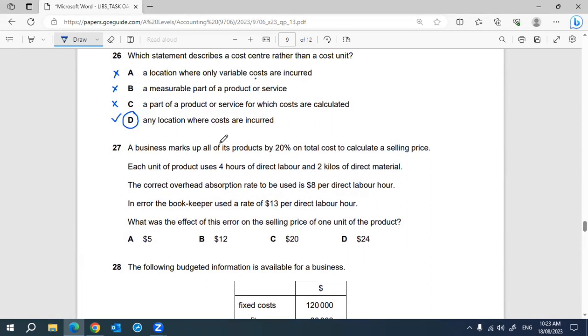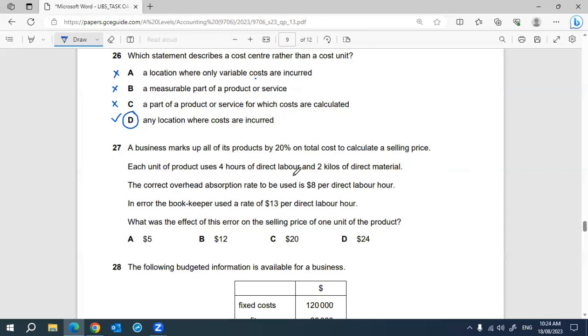A business marks up all of its product by 20% on total cost to calculate a selling price. Each unit of product uses 4 hours of direct labor and 2 kilograms of direct material. The correct overhead absorption rate to be used is $8 per direct labor hour. In error, the bookkeeper used a rate of $13 per direct labor hour. Question: what was the effect of this error on the selling price of 1 unit of the product?